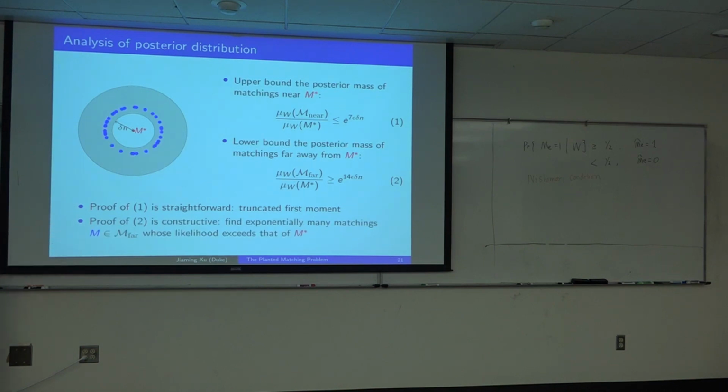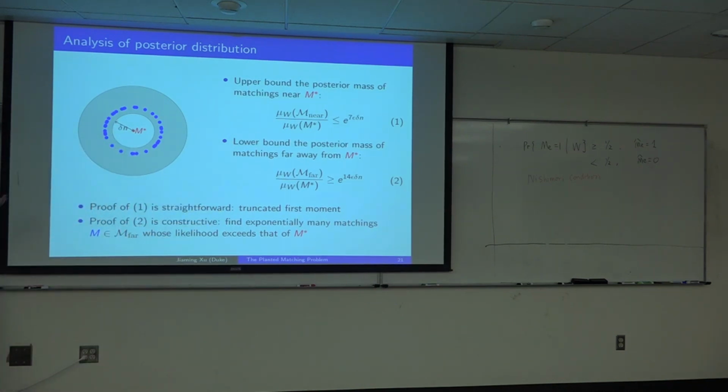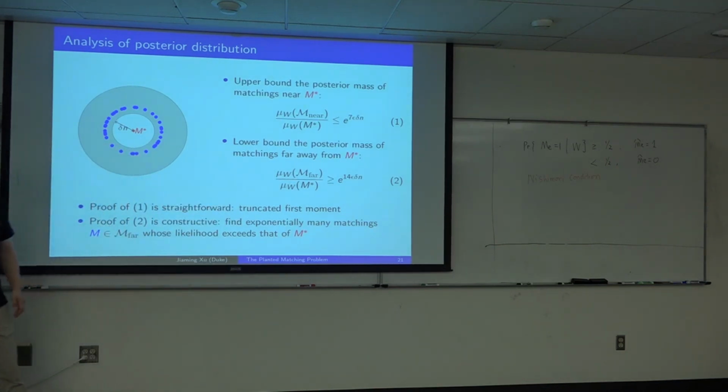It's actually much more challenging, because often if you want to prove a lower bound, it's harder in the sense that you cannot just bound the expected value anymore, right? You probably need to use the second moment method.